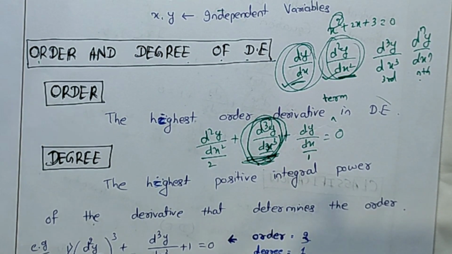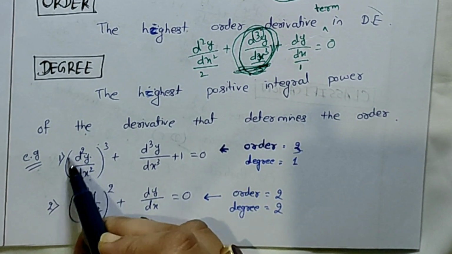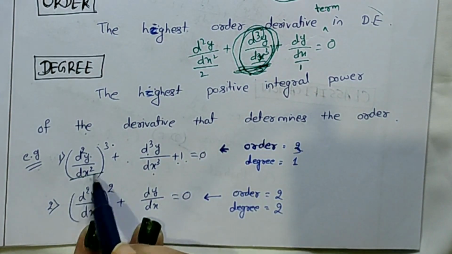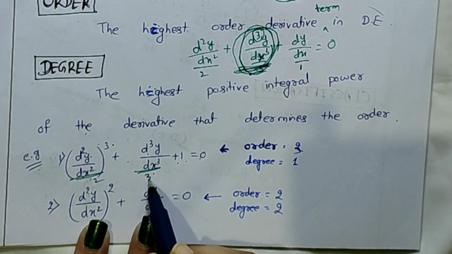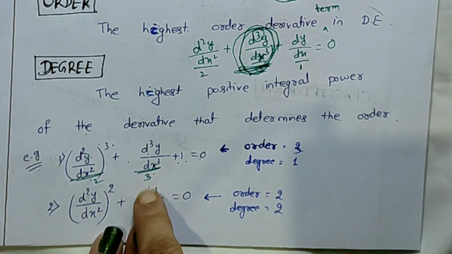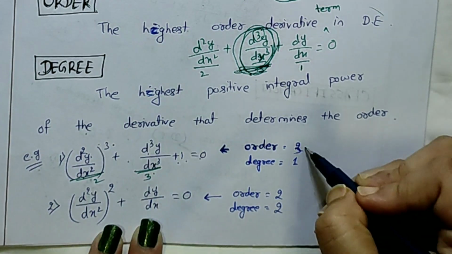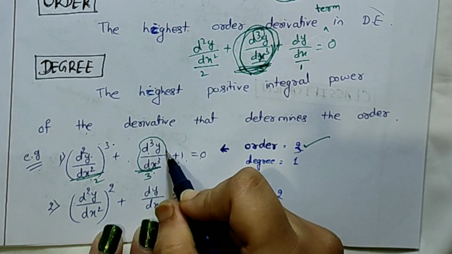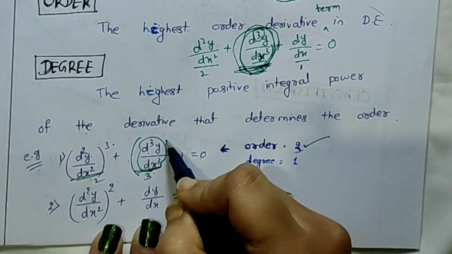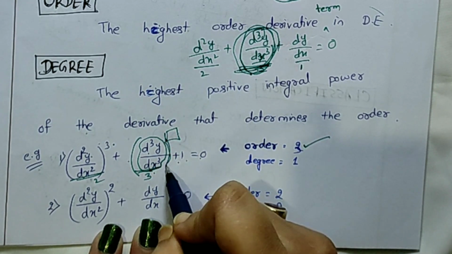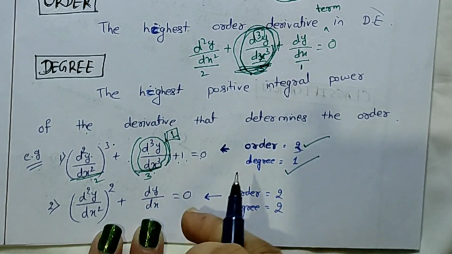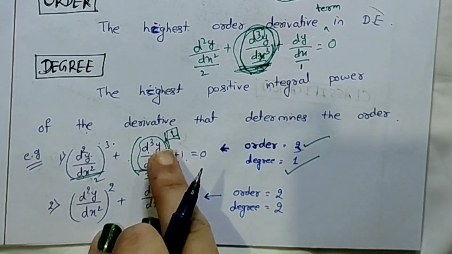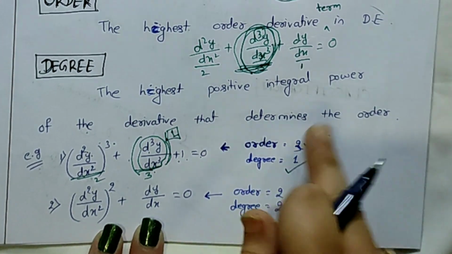So let's have some examples. d square y by dx square whole power cube plus d cube y by dx cube plus 1 is equal to 0. This is order 2, this is order 3. Which is highest? This is highest. So this differential equation has order 3. Now come to degree. The term which determines the order, the power of that term is the degree, and the power of this term is 1, so degree is 1.